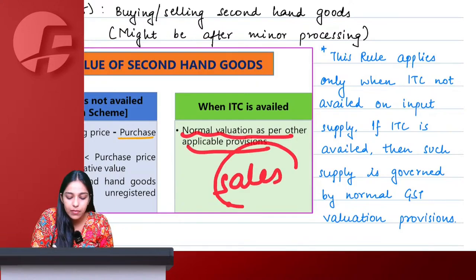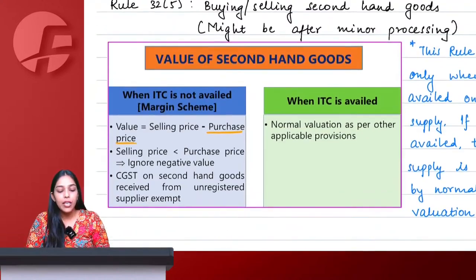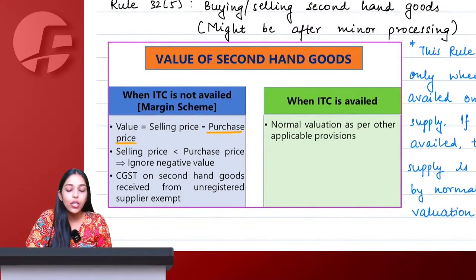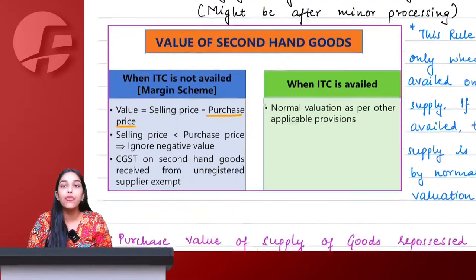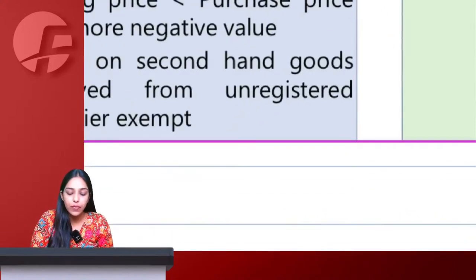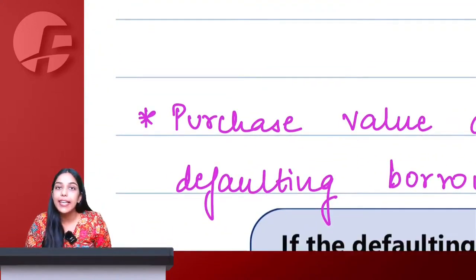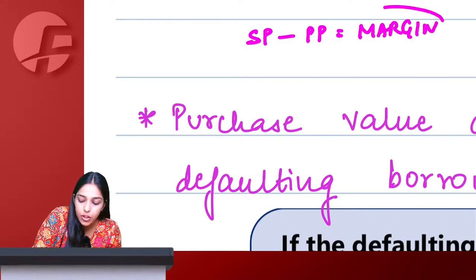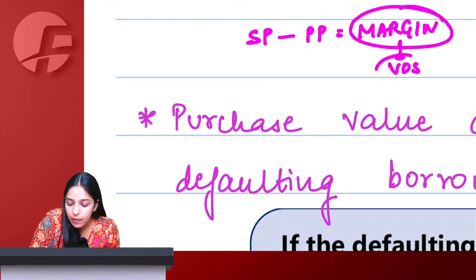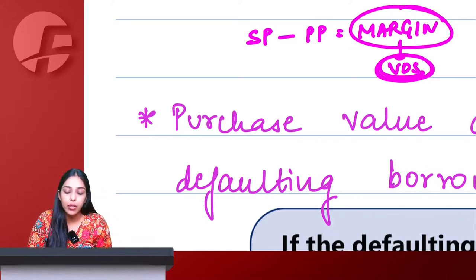Means whatever is your sales value, total transaction value, only becomes your value of supply. But while purchasing these goods, if I did not avail ITC, then you can take benefit of Rule 32.5, which talks about second-hand goods. It says that at the time of purchase, if you did not take any ITC, then selling price minus purchase price, meaning whatever margin or profit you earned, only this will be the value of supply, and on this margin only you are required to pay GST to the government.